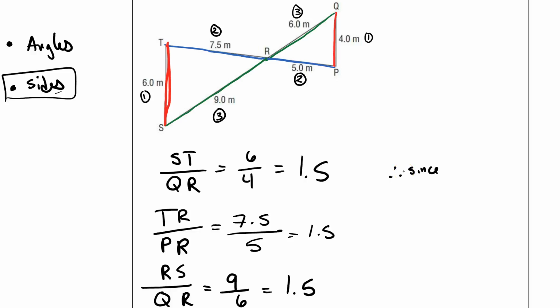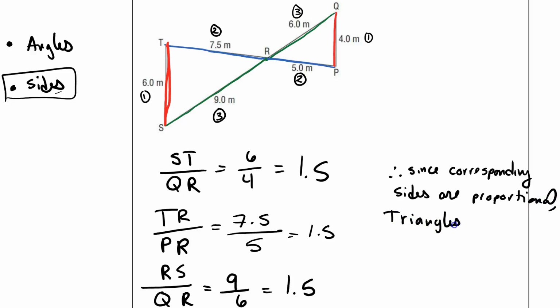So therefore, that's fancy math lingo right there, that triple dot in the triangular formation. Since corresponding sides are proportional, comma, triangles are similar.